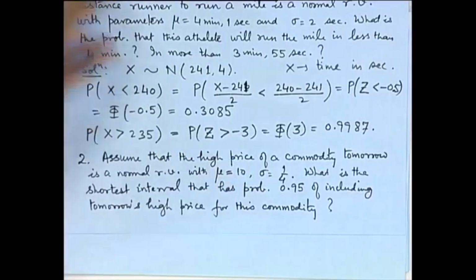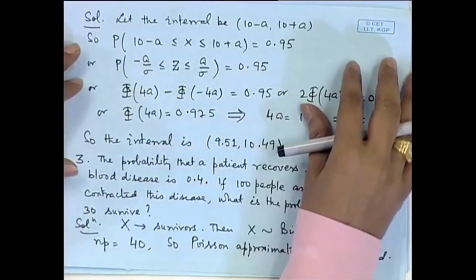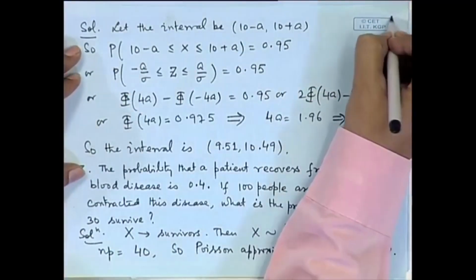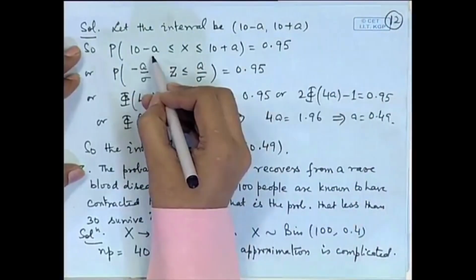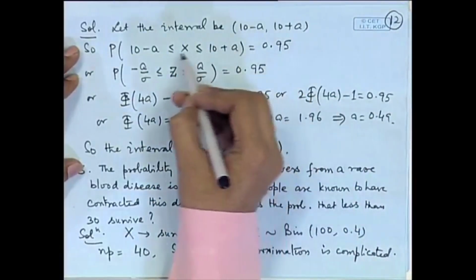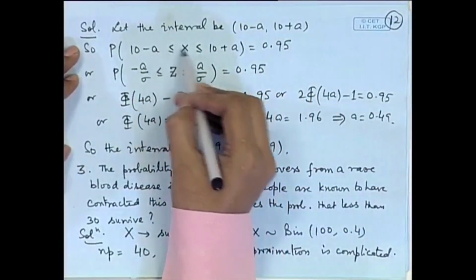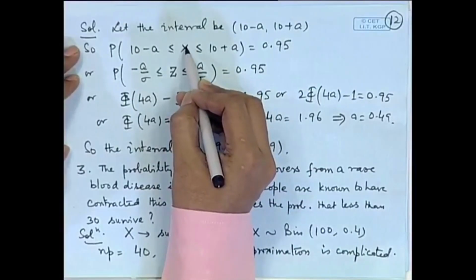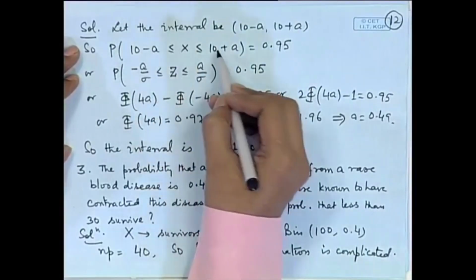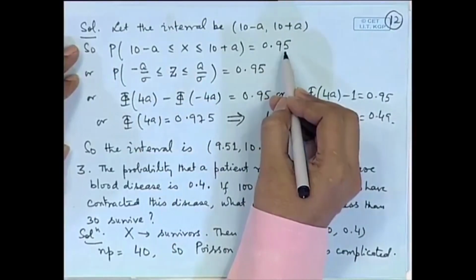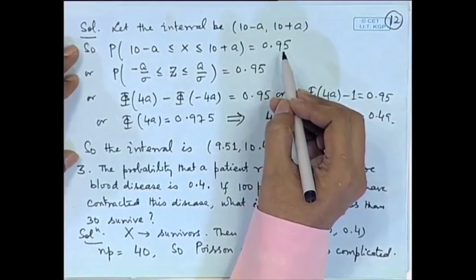So, since here the mean is 10, we can consider the interval of the form 10 minus a to 10 plus a. So, we want the value of a such that the probability of x lying in this interval, 10 minus a to 10 plus a, is 0.95.